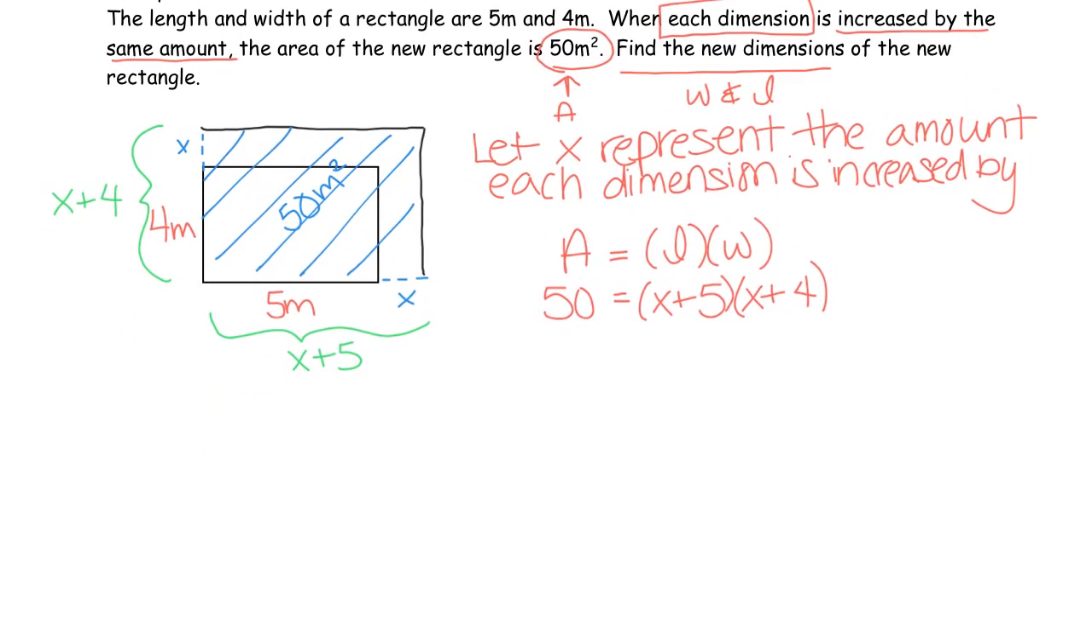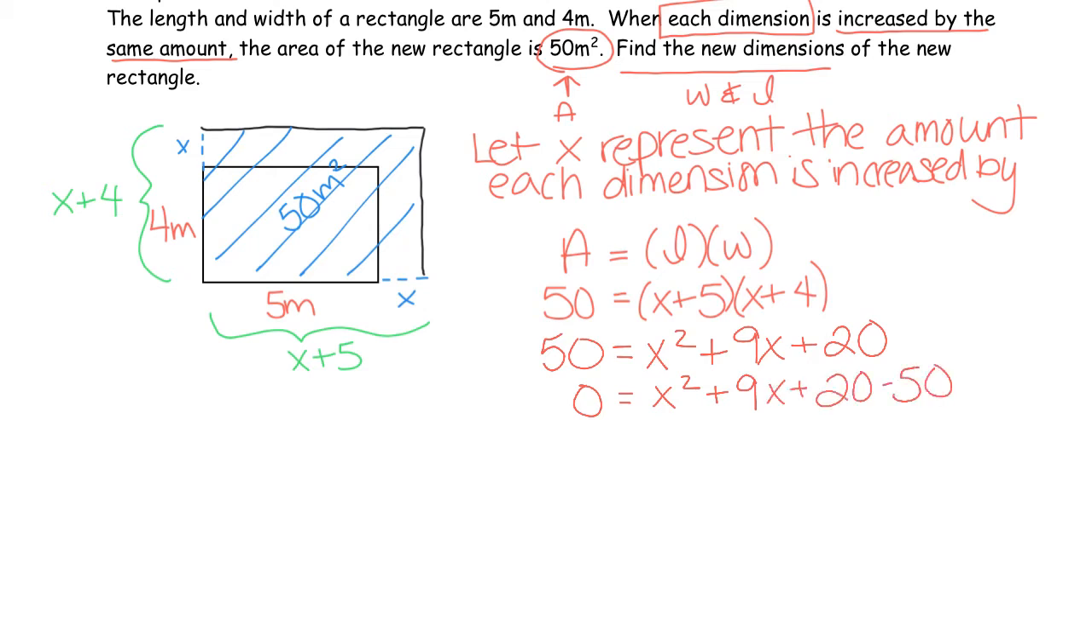Okay, so I'm going to expand these two binomials. So I'm going to have x squared and then plus 4x plus 5x, which gives me 9x. So you can see I'm skipping that step right there. That's okay. You can do that as you become more comfortable. And then to solve this equation, I know I have to set it equal to 0. So I'm going to move that 50 to the other side. And that leaves me with 0 equals x squared plus 9x minus 30.